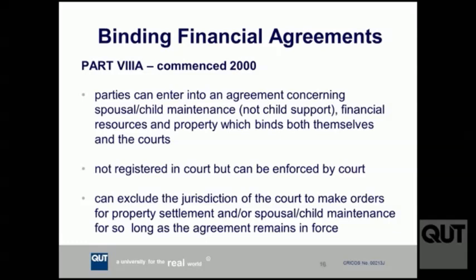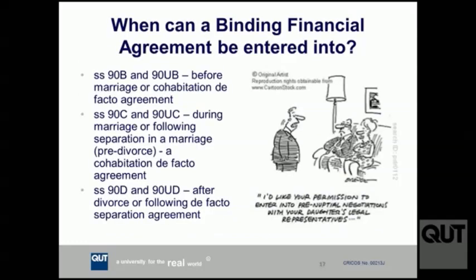Effectively, the benefit for some parties with these BFAs is that you have privacy of your financial affairs, and you can exclude the jurisdiction of the court to be able to make a spousal maintenance order and a property settlement order as long as the agreement remains in force and is upheld.